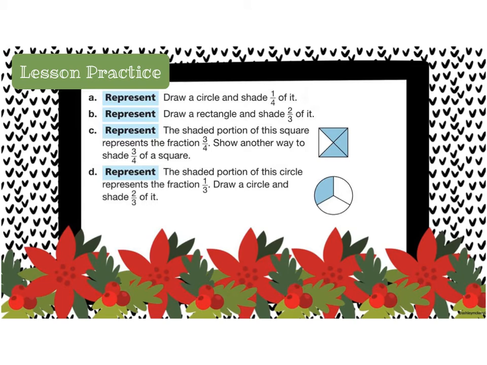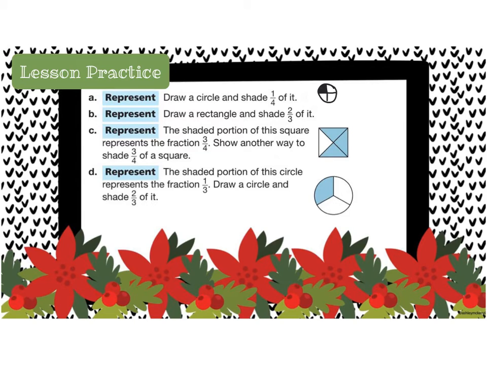Okay, so what I'm seeing on most of y'all's papers is you had a circle and you split it down the middle, vertically and horizontally, and then you shaded just one of those pieces. Some of you had different pieces shaded, but overall we had this on our boards. Good.